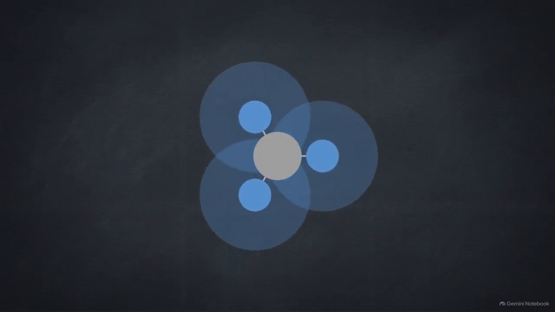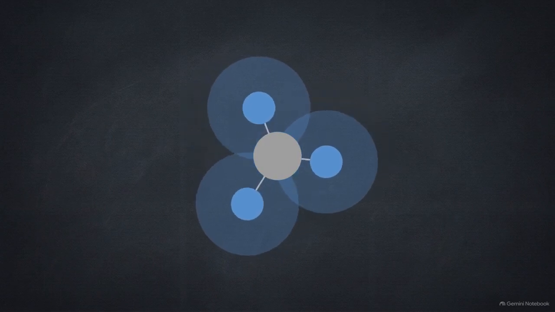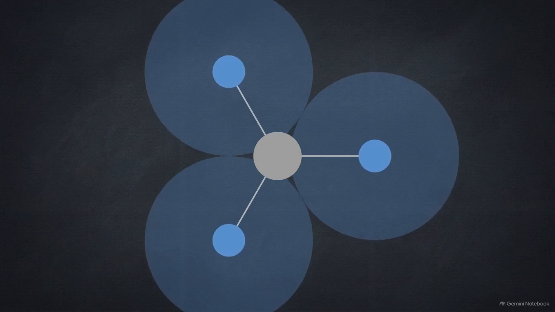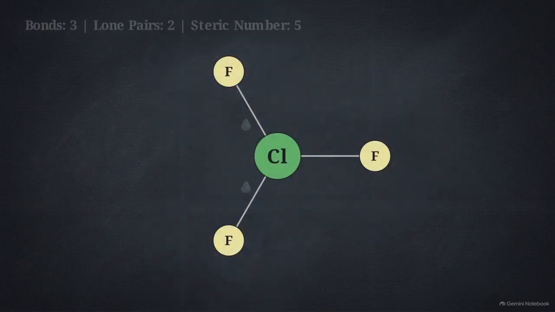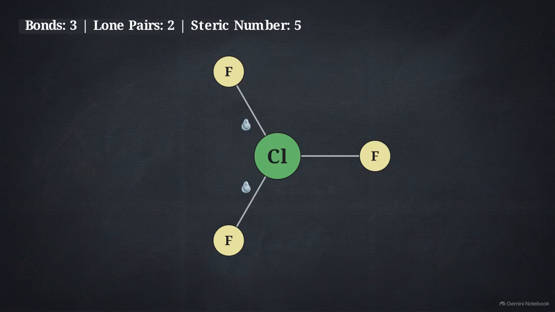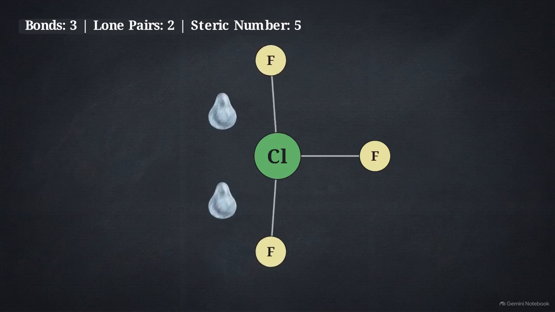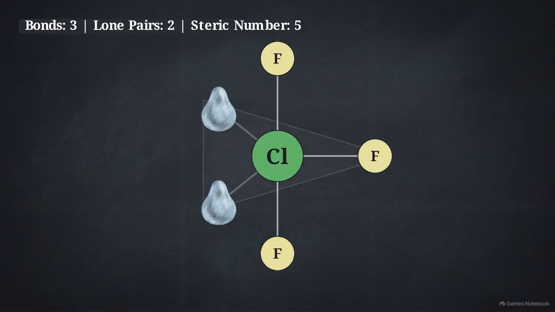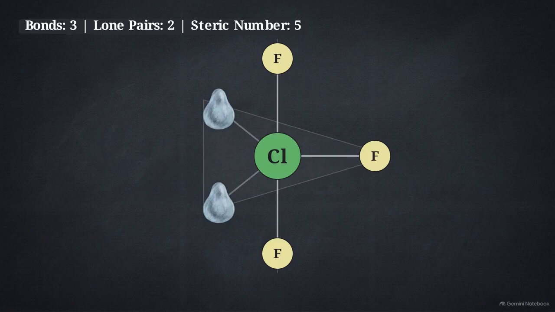VSEPR theory states that valence electrons around a central atom arrange themselves to minimize spatial repulsion. In chlorine trifluoride, the central chlorine atom has 3 bonding pairs and 2 lone pairs, creating a steric number of 5. Lone pairs occupy more physical space than bonding pairs. To minimize 90-degree repulsions, the lone pairs occupy equatorial positions in a trigonal bipyramidal arrangement. This leaves the chlorine and fluorine atoms in a T-shaped geometry.